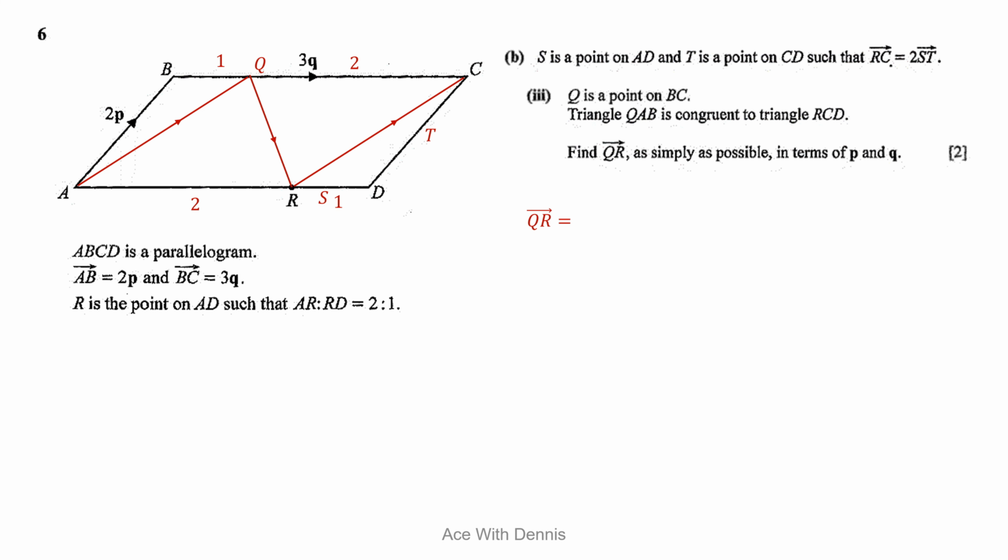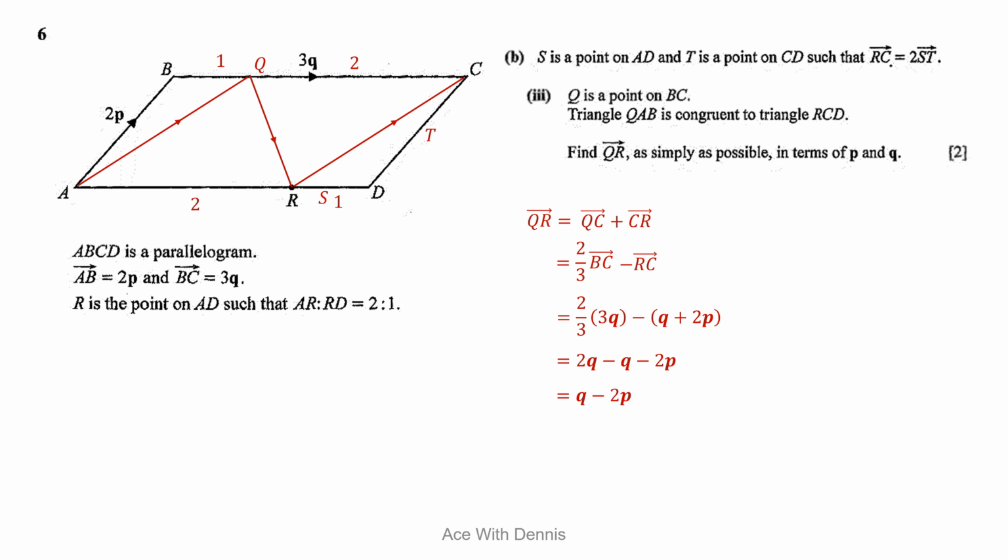Okay, so now we can find the vector QR by applying the chain rule. It is the vector QC plus the vector CR. Vector QC is 2/3 of vector BC. For the vector CR, it is negative vector RC. Vector BC is 3Q and vector RC is Q plus 2P. We substitute into the equation and get 2/3 times 3Q minus bracket Q plus 2P. Simplifying, we get 2Q minus Q minus 2P, and the answer is Q minus 2P.